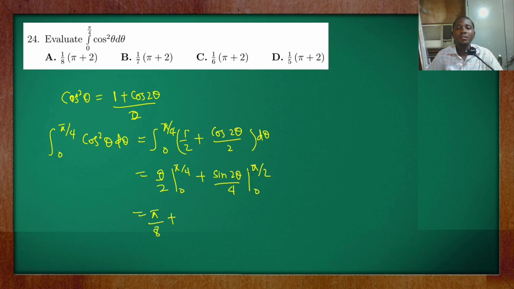then plus, so this is sine pi over 2, this should be pi over 4. So sine pi over 2 is 1.